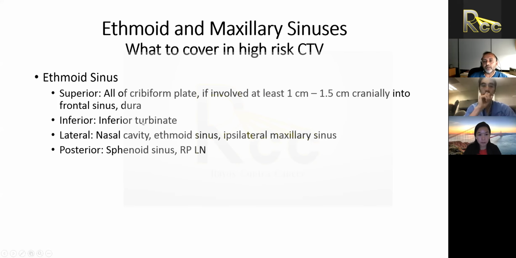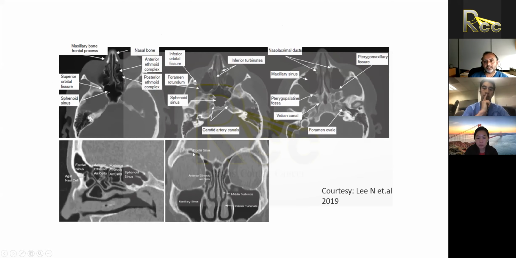Inferiorly, you're going to go down to at least the inferior turbinate. Laterally, you have to cover the nasal cavity, the rest of the ethmoid sinus, obviously, and then at least the ipsilateral maxillary sinus in these patients because those barriers between sinuses are so fragile and very easy for spread. And then posteriorly, for an ethmoid sinus patient, you're going to cover the sphenoid sinus. And for the ethmoid sinus, generally, if you have a histology that has a propensity for lymph node drainage, you're going to cover the retropharyngeal nodes in these patients.